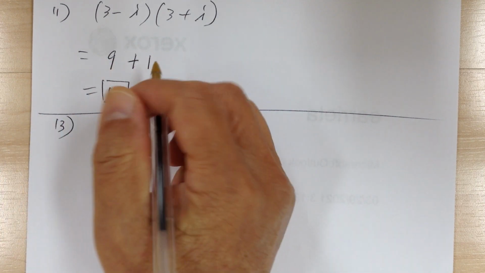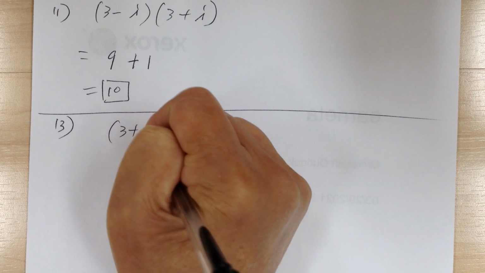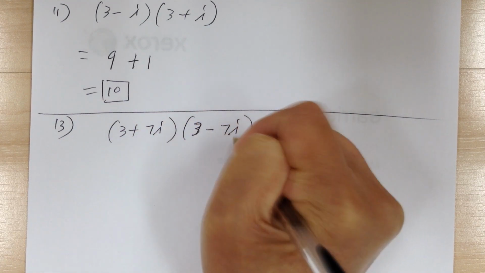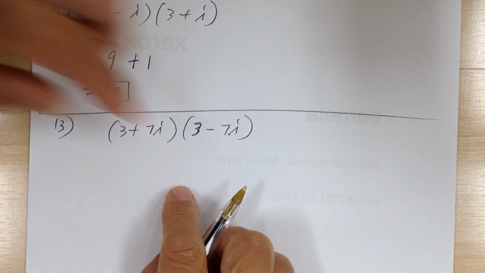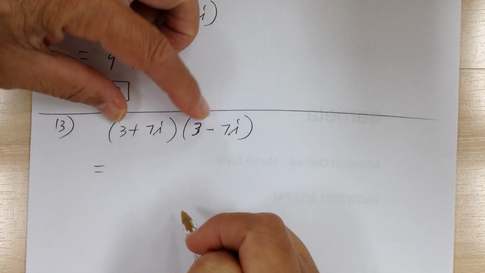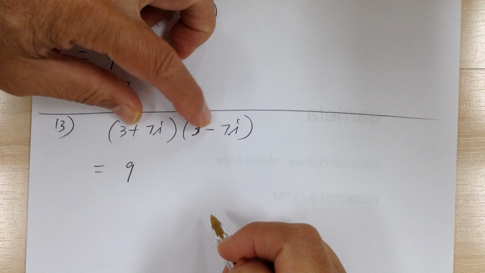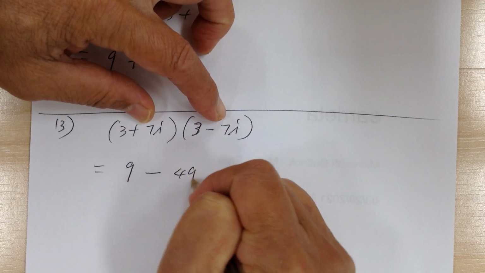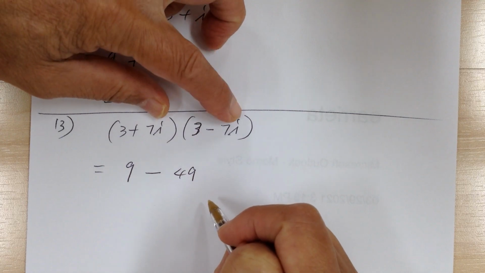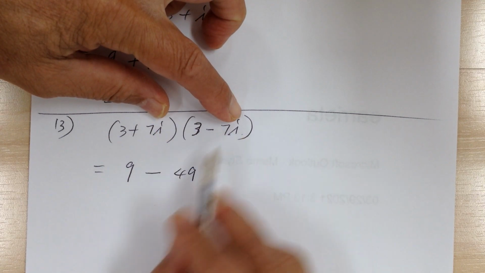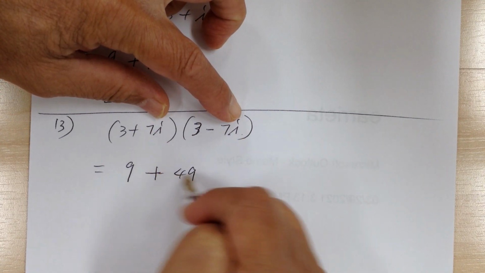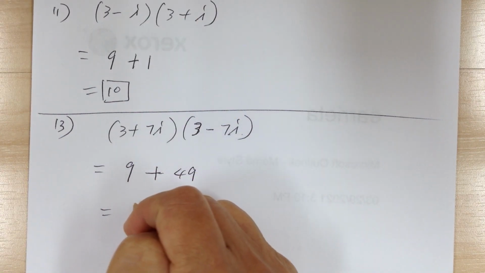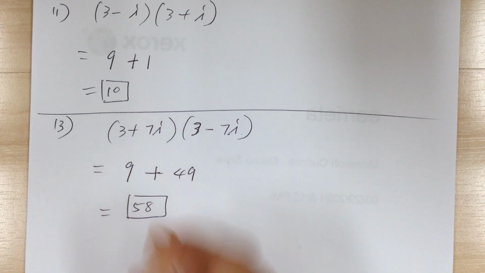Okay, number 13. You have 3 plus 7i times 3 minus 7i. Again, this is a conjugate. So let's multiply. 3 times 3 is 9. Plus times minus is minus. 7 times 7 is 49. i times i is negative 1, so it becomes plus 49. Now you can combine the like terms, and you get 58.